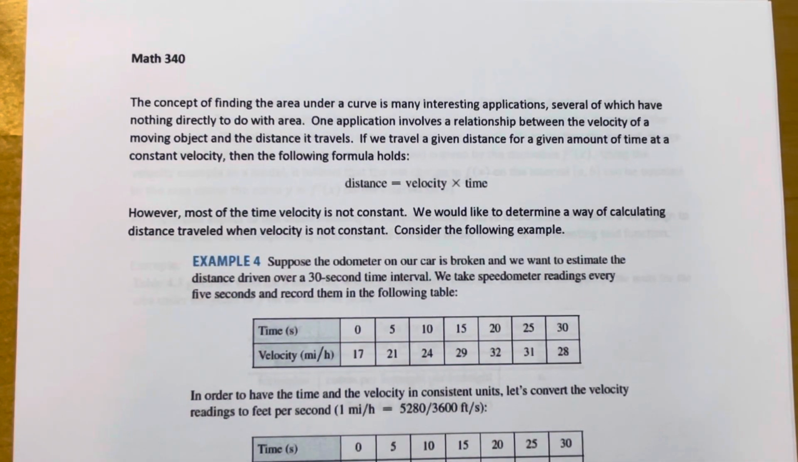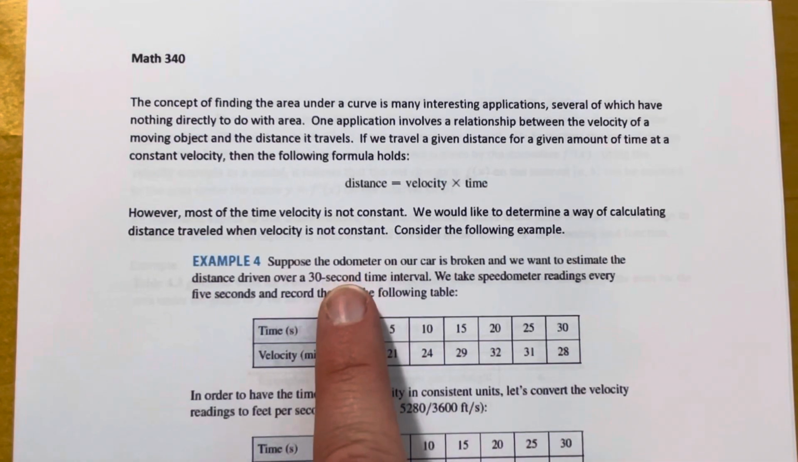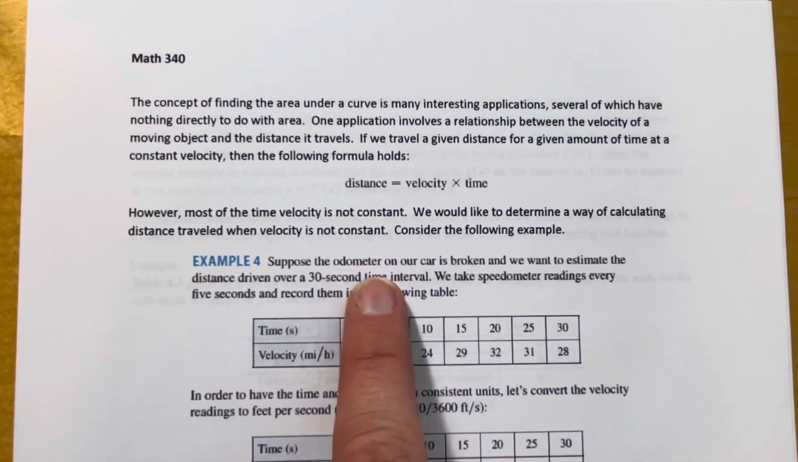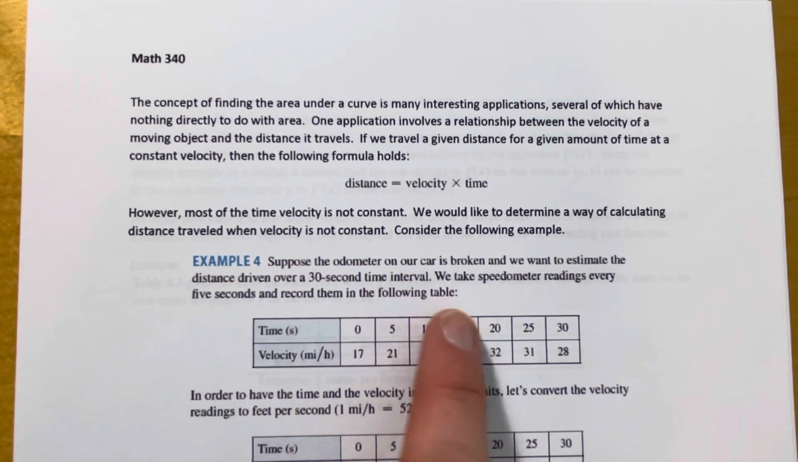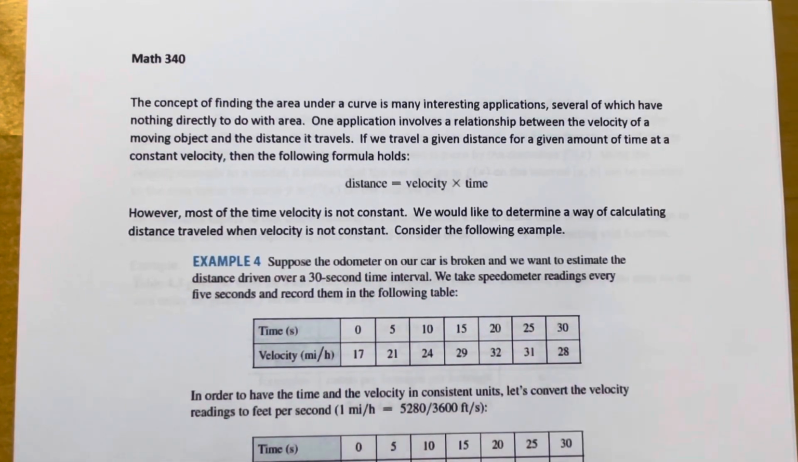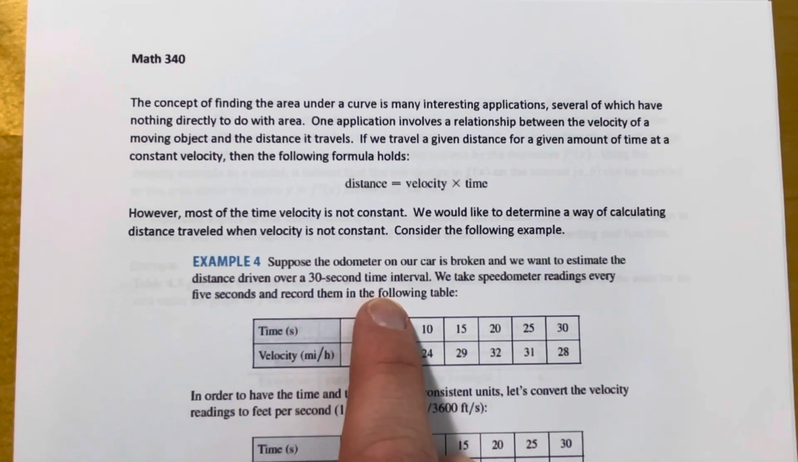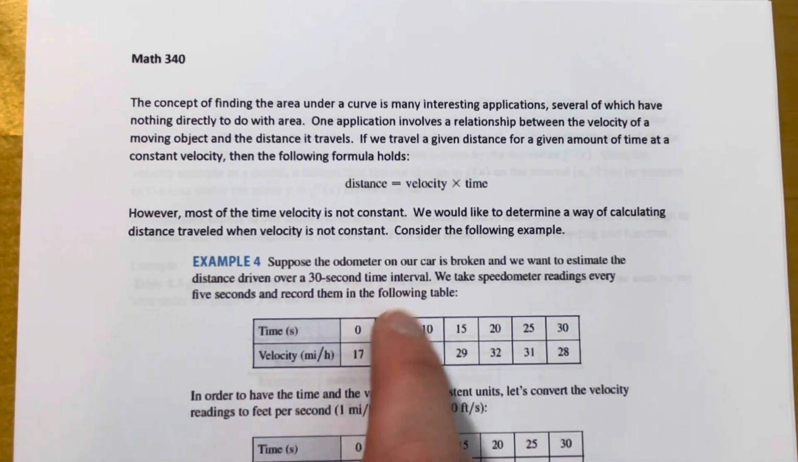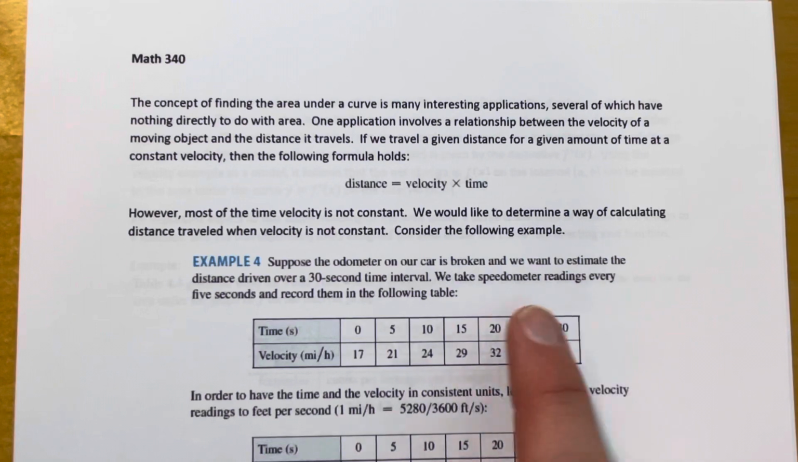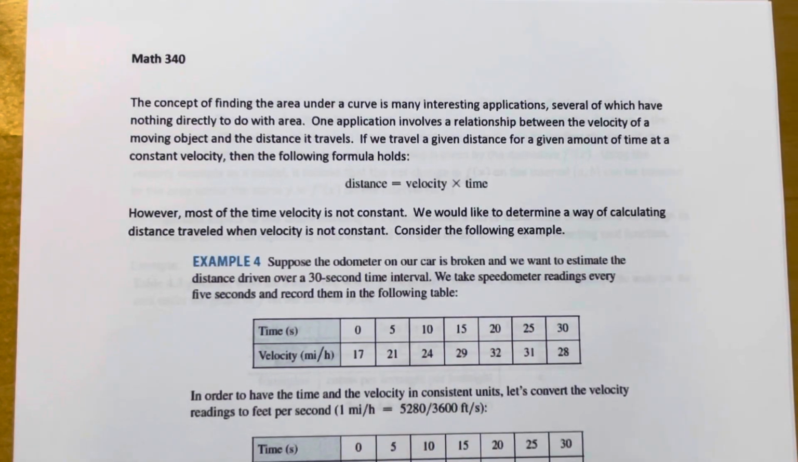So, however, it does provide us with a means of approximating the amount of distance traveled, even if velocity is changing. So we're going to think about it this way. Suppose that the odometer on your car is broken, and you're trying to estimate the amount of distance that you've driven over the course of a 30-second time interval. The odometer is the thing that tells you how many miles you have traveled, but that's broken.